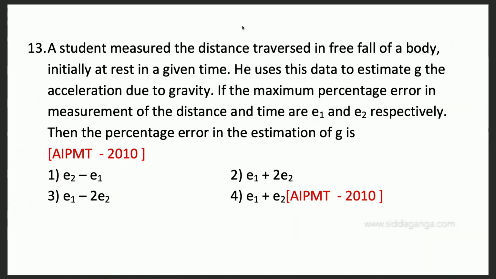A student measured the distance travelled in a free fall of a body initially at rest in a given time. He uses the data to estimate g, the acceleration due to gravity. The maximum percentage errors in the measurement of distance and time are e1 and e2 respectively. Then the percentage error in the estimation of g is. This question appeared in 2010 AIPMT, meaning the NEET equivalent 2010 paper.